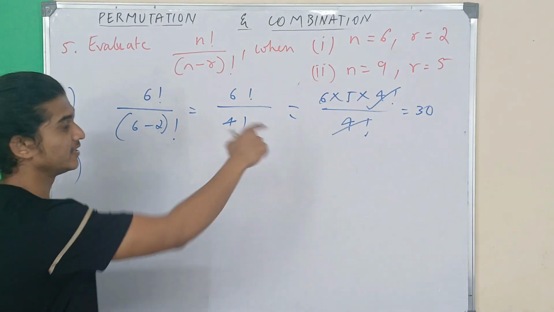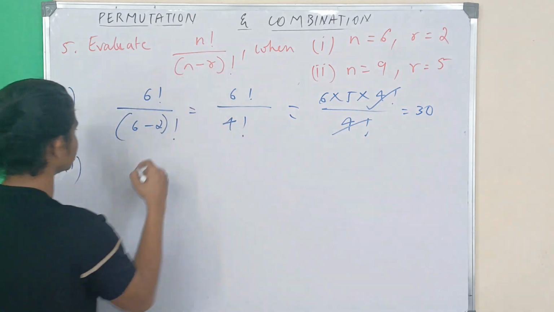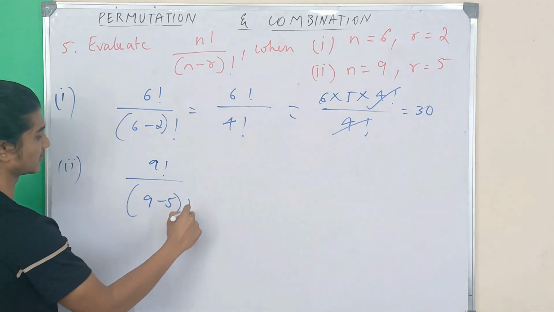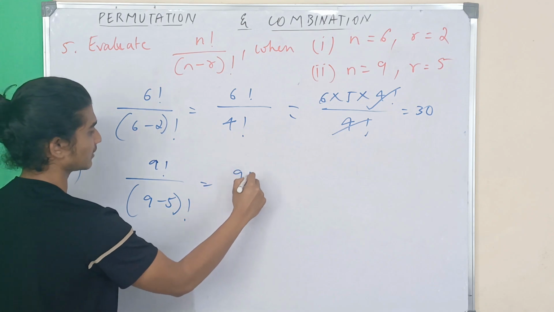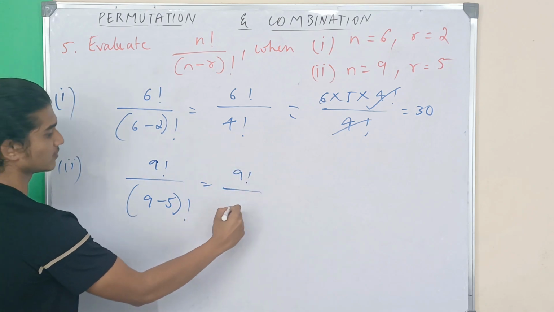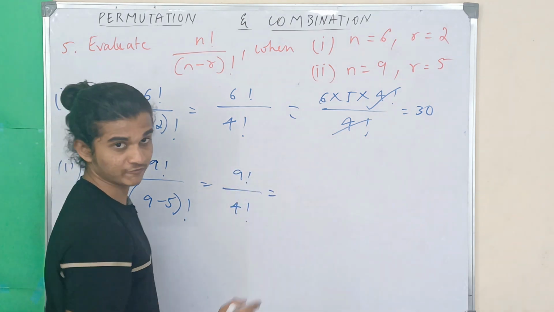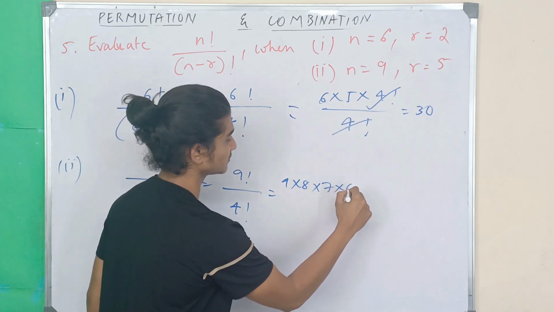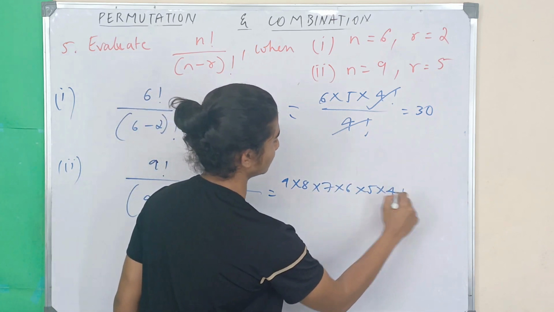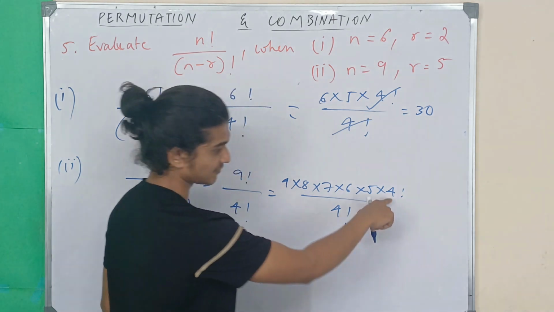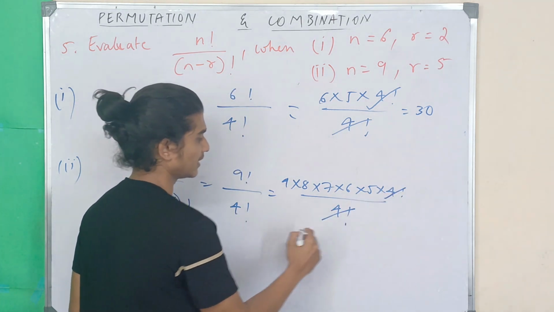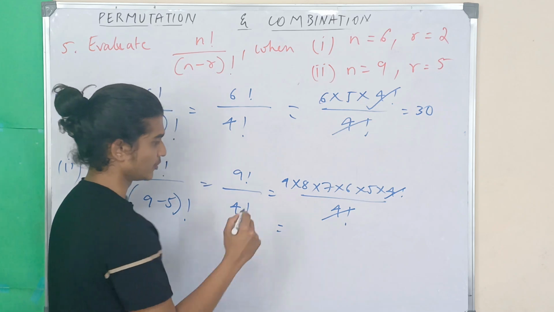Okay, now let us try to solve the second one. In this case, n equal to 9 and r equal to 5. So let's put in this equation. 9 factorial divided by 9 minus 5 factorial. And 9 minus 5 is 4, so 4 factorial. And I'm going to write 9 factorial like this: 9 into 8 into 7 into 6 into 5 into 4 factorial. And I've stopped at 4 factorial so that I could cancel with the denominator. So these two get cancelled. And if you multiply this, you're going to get your answer.